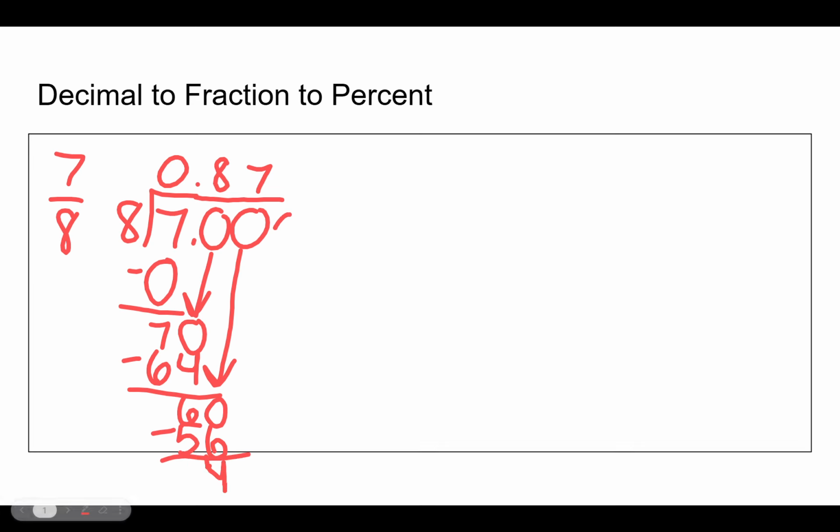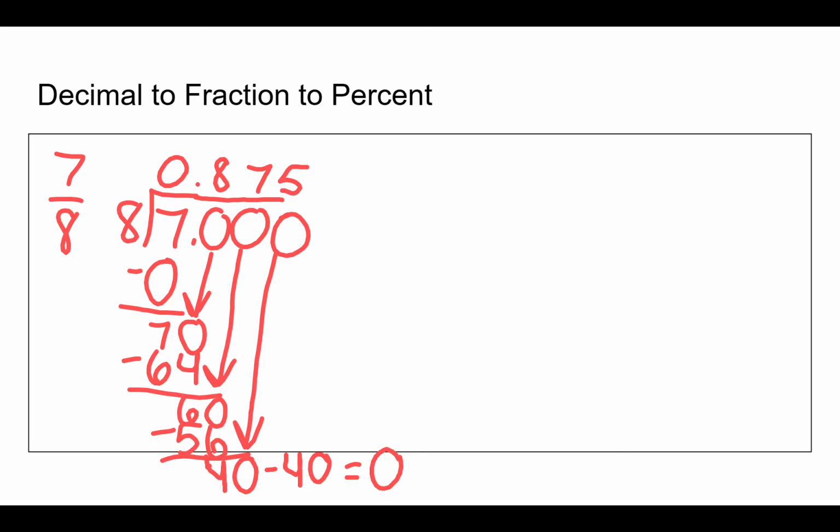and we're not done yet. So I'm going to add another 0 and bring it down. 8 goes into 40 5 times. Exactly. So 8 times 5 does in fact equal 40. So when I do 40 minus 40, that equals 0. That means there's nothing left to divide. There's nothing left to figure out once I get 0. So 0.875 is going to be my decimal. 0.875. Okay.